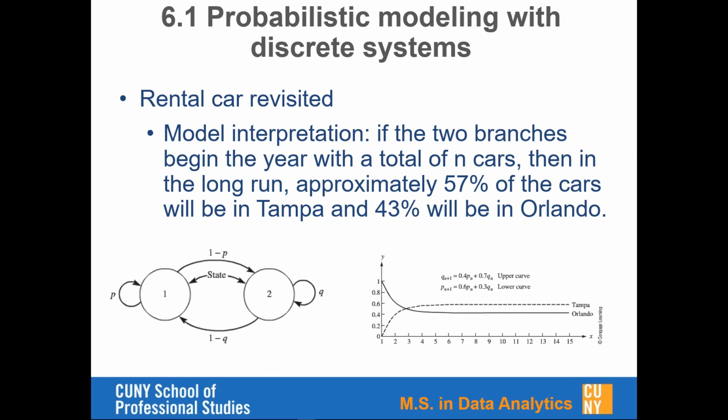And once we have this relationship, the question becomes, in the long run, approximately what percent of the cars will be in Tampa and what percent will be in Orlando. Based on that relationship, you would be able to solve it. The conclusion would be 57% and 43%: 57% would be in Tampa and 43% would be in Orlando. So this would be a somewhat useful tool for some of these companies to think about this problem, right?